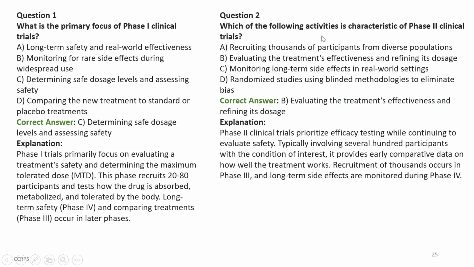Question 2. Which of the following activities is characteristic of Phase 2 clinical trials? Phase 2 will be the efficacy. So B, evaluating the treatment's effectiveness and refining its dosage. Phase 2 clinical trials prioritize efficacy testing while continuing to evaluate safety, typically involving several hundred participants with the condition of interest. It provides early comparative data on how well the treatment works.